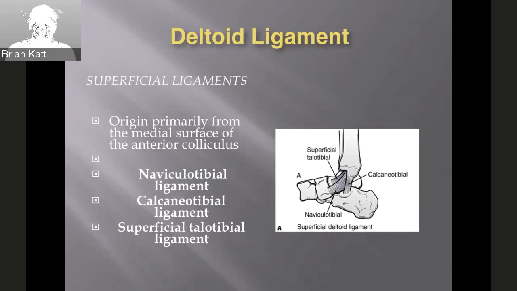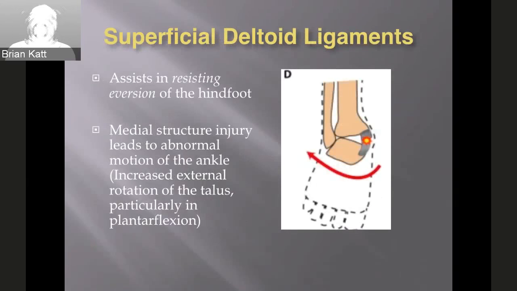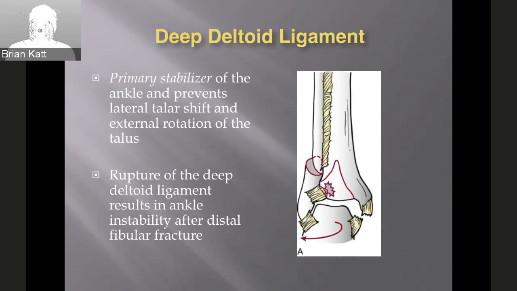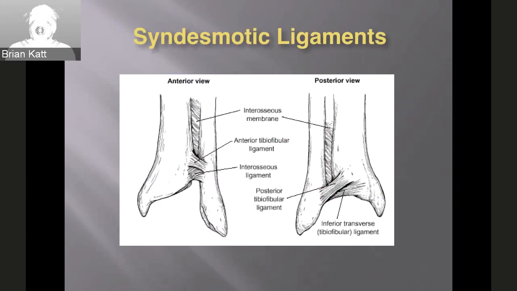Ligament structures, we have our lateral collateral ligaments. We have our deltoids, our superficial and deep deltoid ligaments. Our superficial deltoids resist eversion at the level of the ankle, but our deep deltoid ligaments are the strongest in the ankle, and they resist external rotation of the talus, especially in the setting of a fibular fracture. So if we have a fibular fracture and a rupture of our deep deltoid ligaments, that's when the ankle joint is unstable. We have our syndesmotic ligaments: anterior inferior tib-fib ligament, posterior inferior tib-fib ligament, interosseous ligament, and inferior transverse ligament structures.